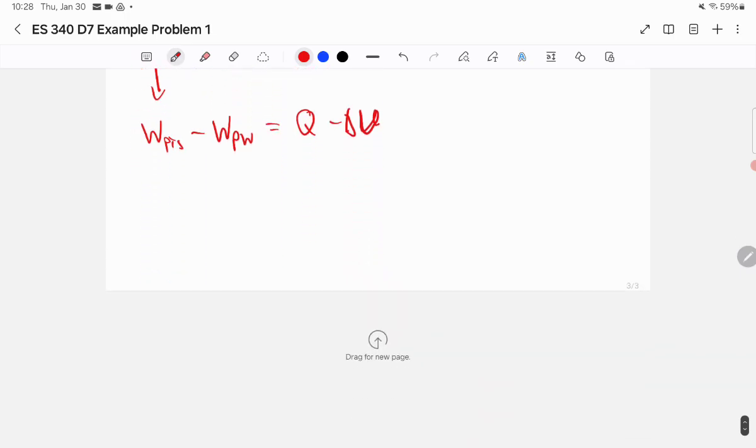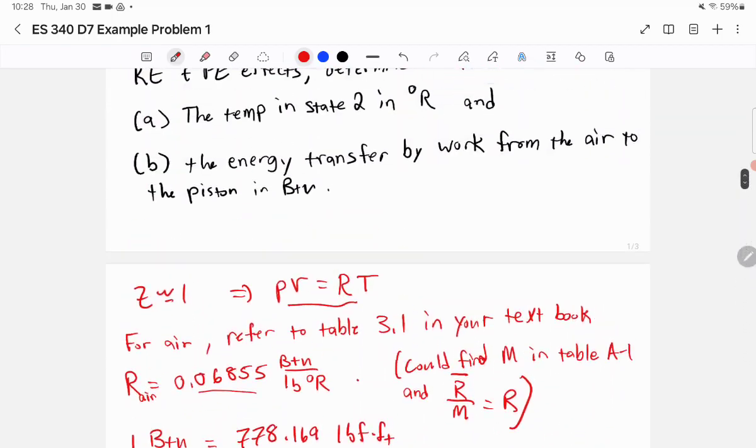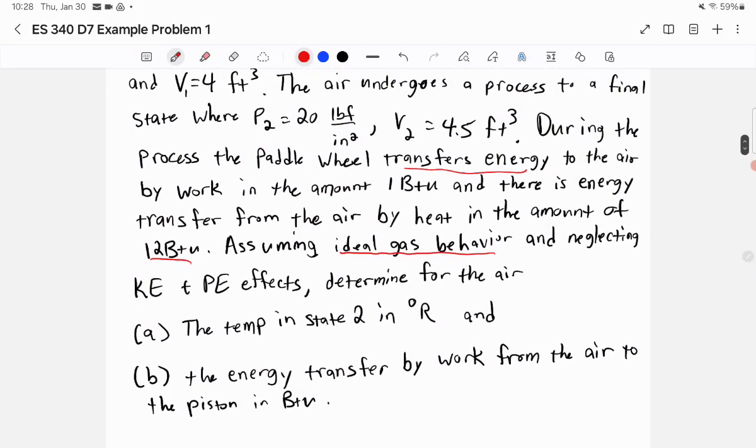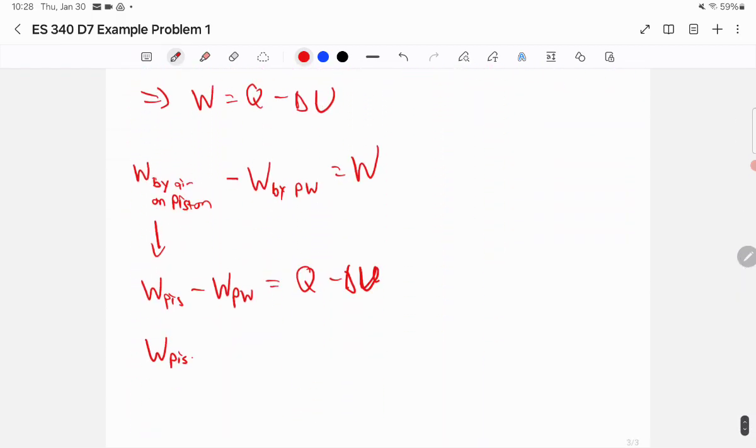And we know what the work done by the paddle wheel was. So this is work of the piston, work done on the piston. Is that what was asked for, actually? Yeah, sorry, this was the work that is done by the piston that we're looking for. So the work done by the piston has to be equal to Q minus delta U plus the work done by the paddle wheel.